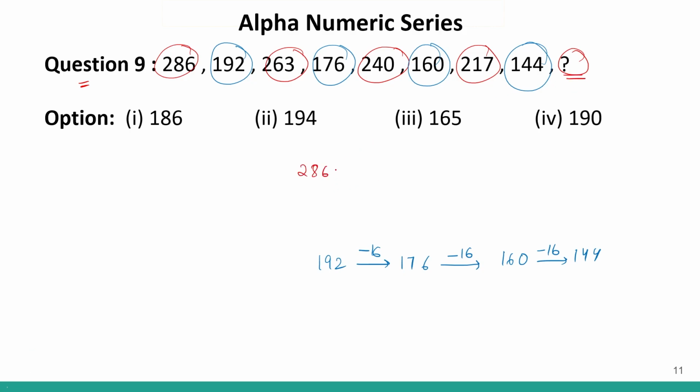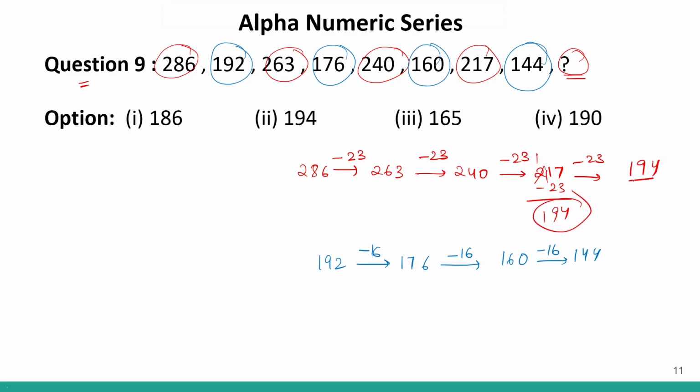First series is 286, 263, 240, 217 and the missing term. Now if I look over here, 286 to 263 is minus 23. Similarly, this is also minus 23, and this is also minus 23. So the next will also be minus 23. If I reduce 23 from 217, I'll get 194. So 194 will be the answer, which is given in option number 2.